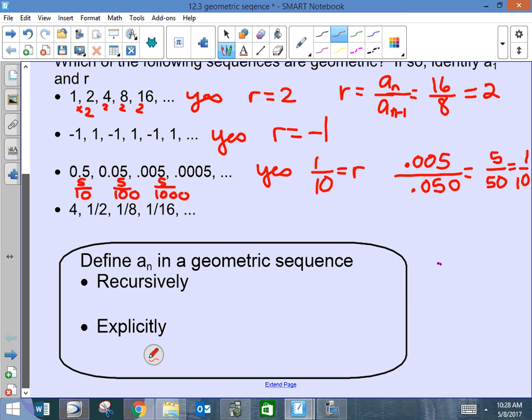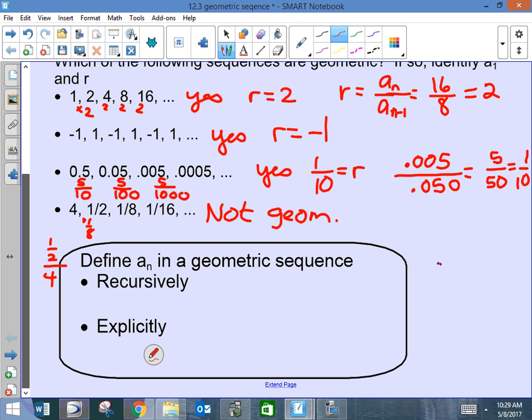Okay, what about 4, then 1/2, then 1/8, then 1/16? No? Because what do I have to take? 1/2 over 4 is what? 1/8. And then 1/2 times 1/8 is not 1/8, is it? Okay. So not a geometric sequence.